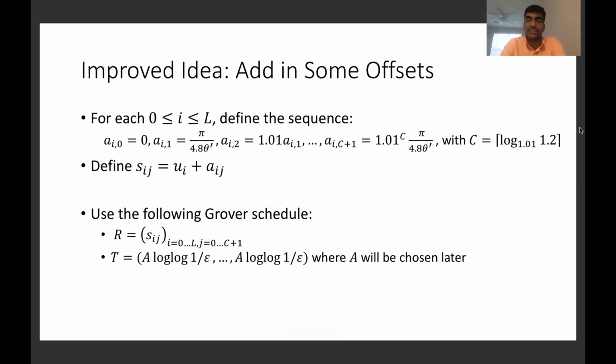So an improved idea that gets around this is to add some offsets. For each U_i that we have in our sequence U, instead of having one entry there, we can add a bunch of terms of the form a_i0, a_i1, all the way to a_i(C+1). And so we define this new sequence, S_ij equals U_i plus a_ij for all i and j.